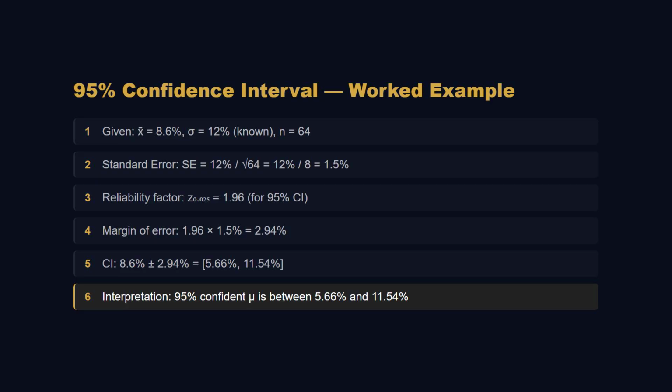Step 5. Build the interval. 8.6 minus 2.94 equals 5.66%. 8.6 plus 2.94 equals 11.54%. We are 95% confident that the true mean return of all mutual funds falls between 5.66% and 11.54%.